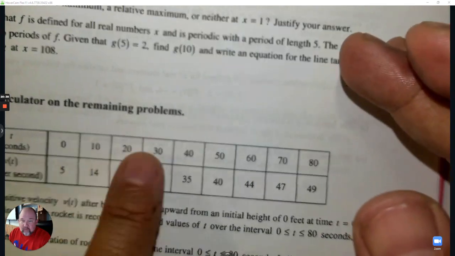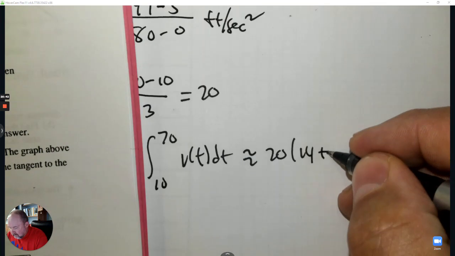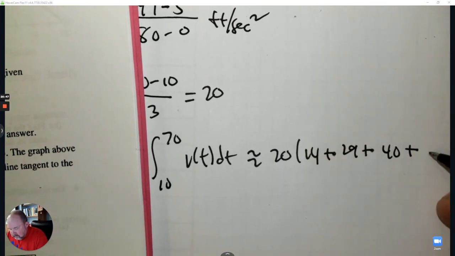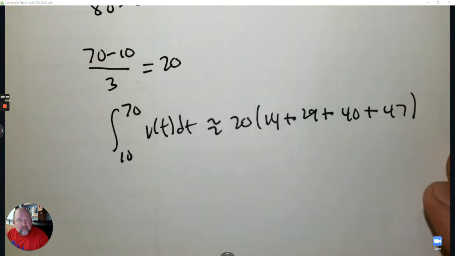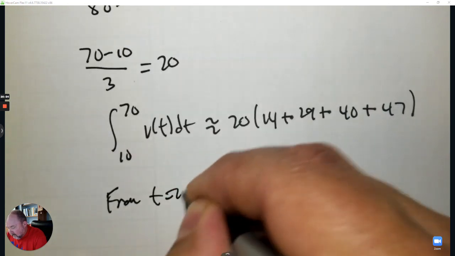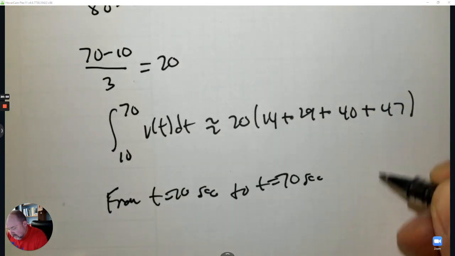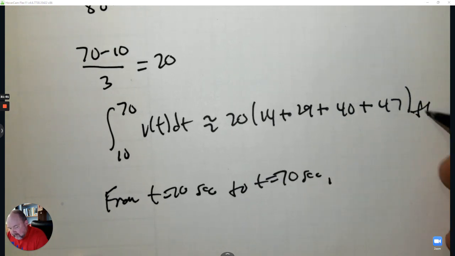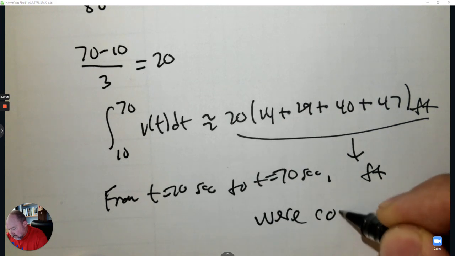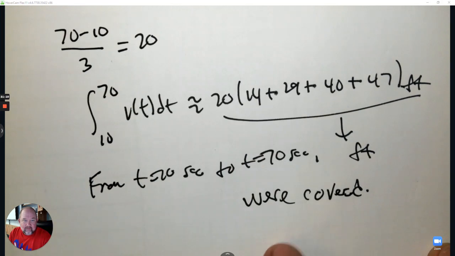So from 0 to 20, the mid height is 14, plus the next mid heights would be 29, 40, and 47. And then we would write down from t equals 10 seconds to t equals 70 seconds, that's how many feet were covered. So that's how much it traveled. That's the distance that it traveled.